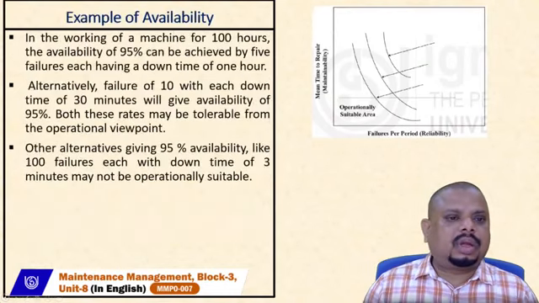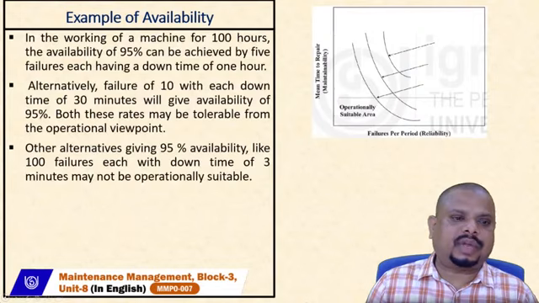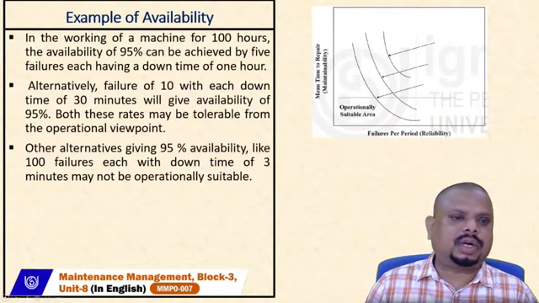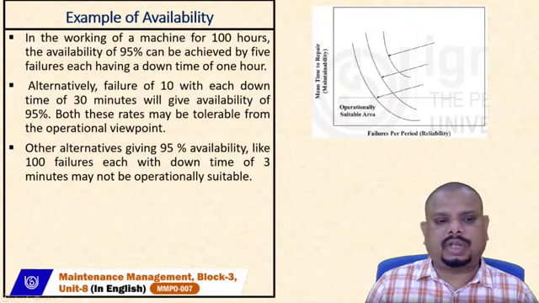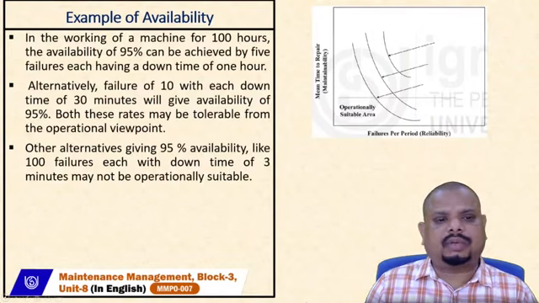Moving to the next one, let's take an example: in the working of a machine for 100 hours, an availability of 95% can be achieved by 5 failures, each having a downtime of 1 hour. I repeat, any machine you can consider for 100 hours, let's say a water pump which is running for 100 hours, and the availability of that pump is 95%, which can be achieved by 5 failures, and each failure has a downtime of 1 hour. Alternatively, 10 failures with each downtime of 30 minutes will give an availability of 95%.